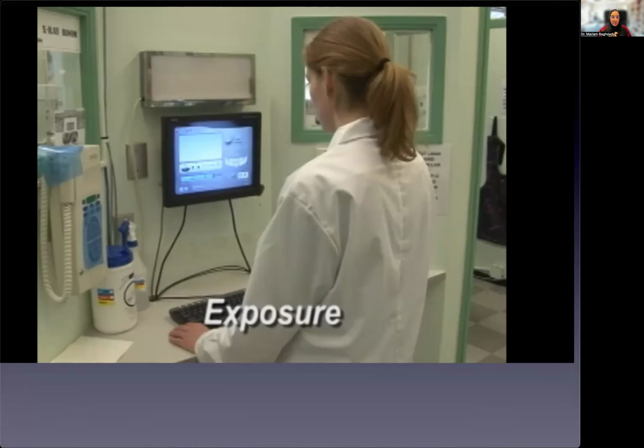And of course, you can get something that's too dark or too light if you don't put in the proper settings.